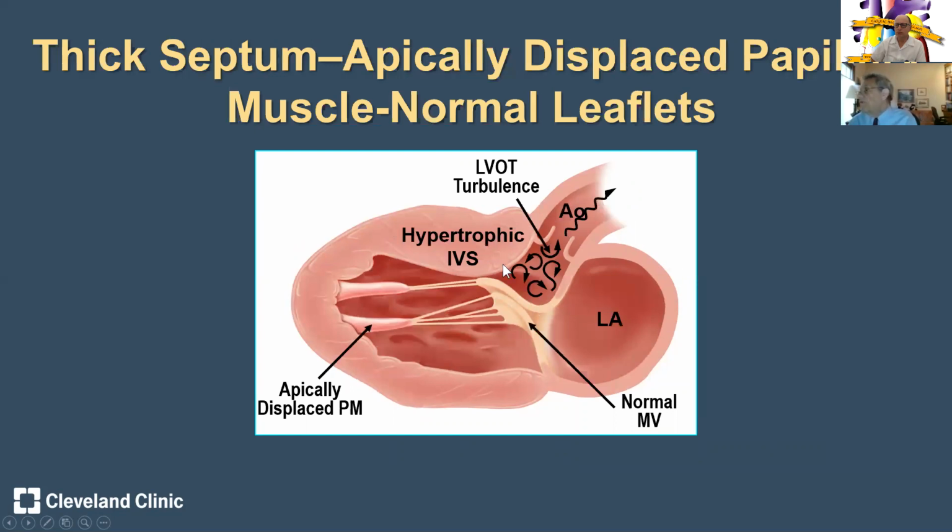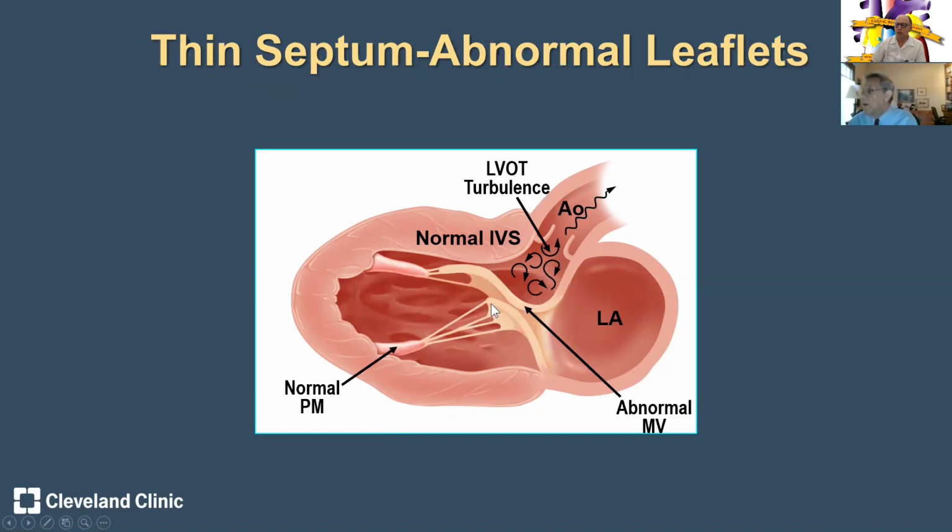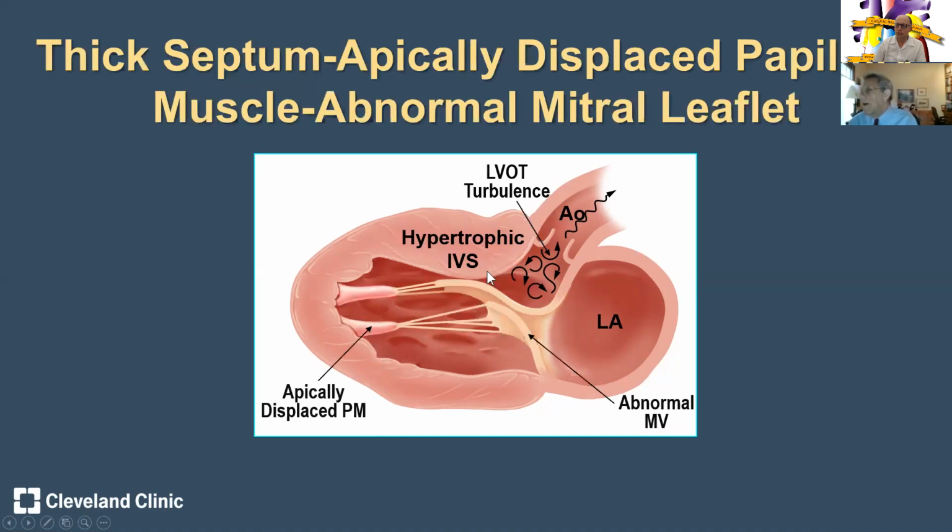Here you can have severe hypertrophy with apically displaced papillary muscles and a normal mitral valve. Here we have normal septum, normal leaflets, apically displaced papillary muscles. Here we have normal septum, only an elongated anterior leaflet, but normal papillary muscle. Here we have severe hypertrophy, elongated anterior leaflet, apically displaced papillary muscles.